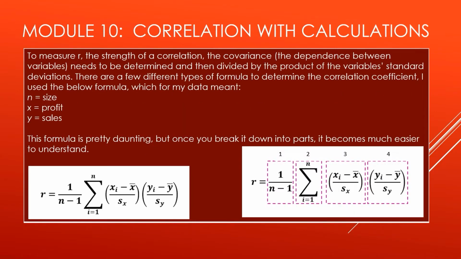So for those of you unfamiliar with correlations, just a reminder, the slide deck is in the file for the video, in the video's description. So to measure R, the strength of a correlation, the covariance, which is the dependence between variables, needs to be determined and then divided by the product of the variables' standard deviations. There are a few different types of formula to determine the correlation coefficient. We're using the below formula, which means in terms of data that N would represent size, X would be profit, and Y would be sales.